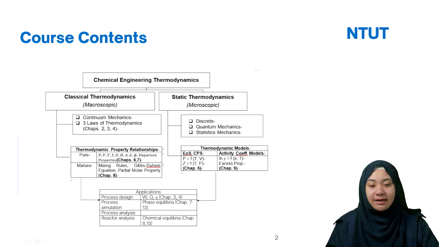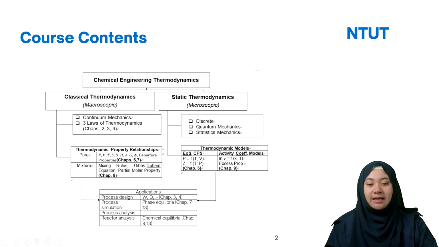The thermodynamic models we normally use are equations of state and corresponding states. You have pressure as a function of temperature and volume, and Z here is the compressibility factor, a function of temperature and pressure.